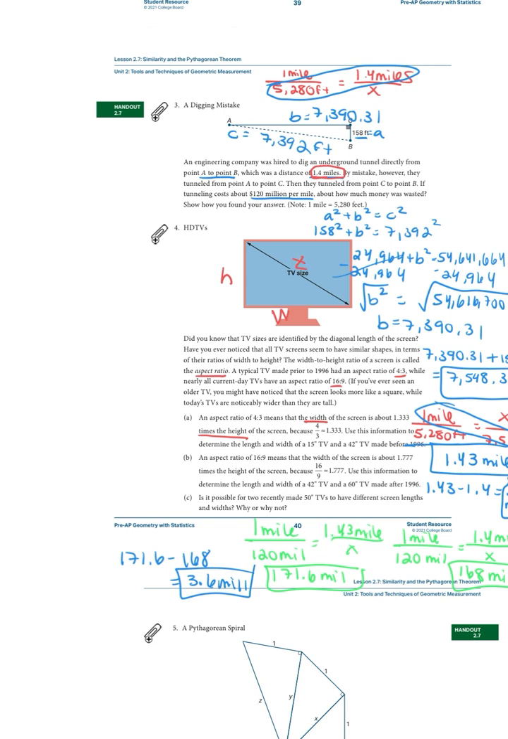I hope this reminds you of the Pythagorean theorem, because obviously it makes a triangle right here, right? So this would be like your A, your B, and your C. We're trying to find the width and the length. It says use this information to determine the length and width.